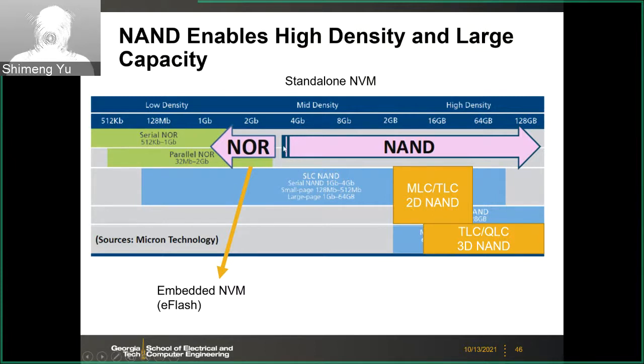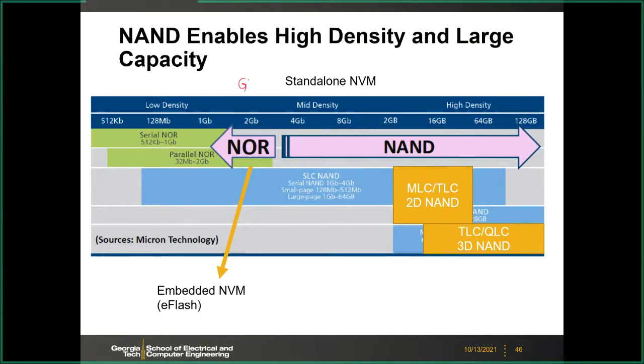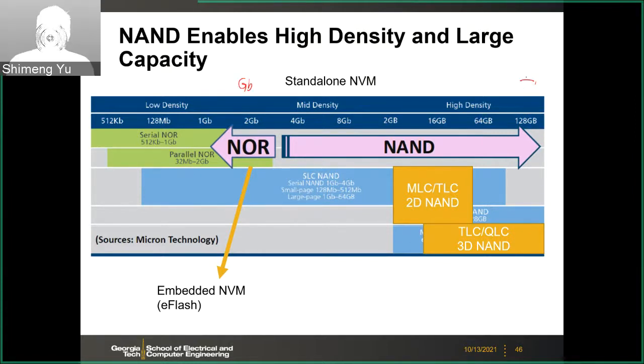But basically, the NAND flash has much larger capacity than the NOR flash. NOR flash is typically below 1 gigabit. NAND flash can be 1 terabit. So this is like gigabit level to the terabit level. So here we use bits. If you convert to bytes, you have to divide by 8.